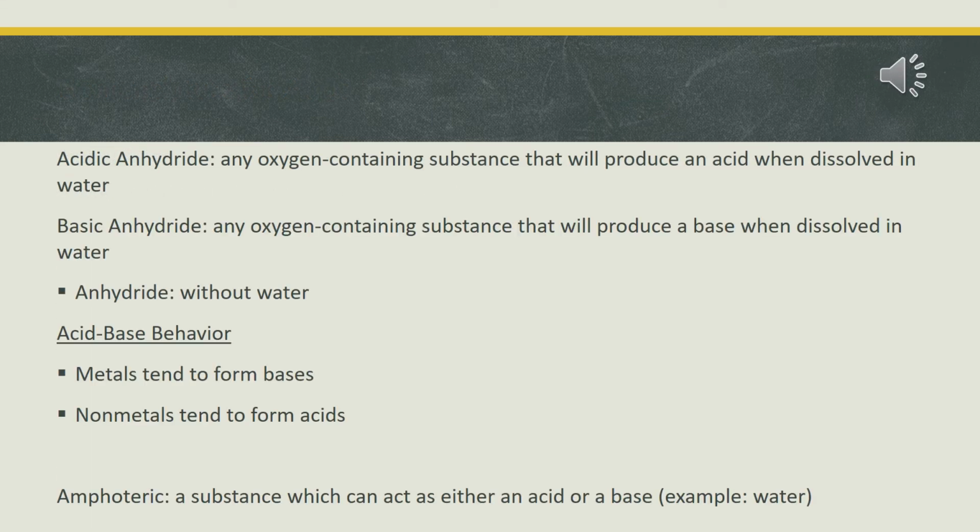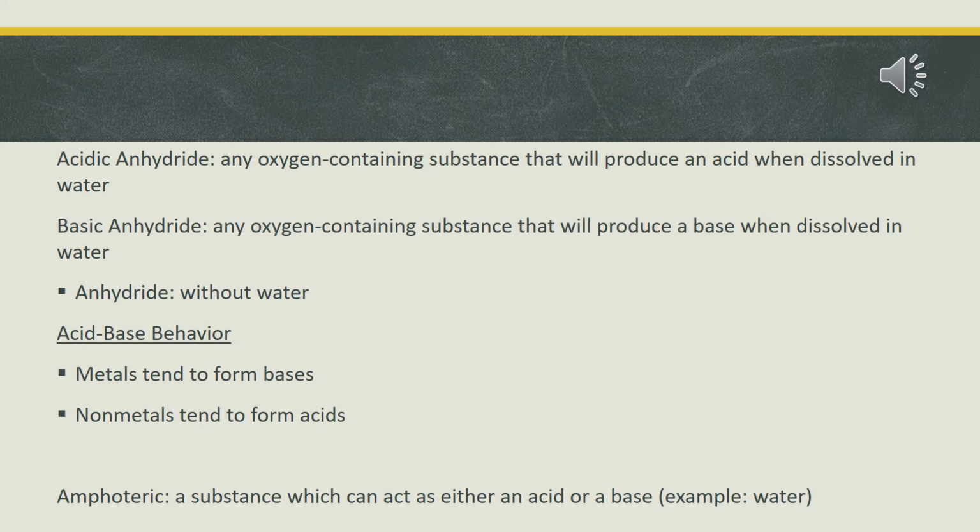We have a couple of unique compounds with acidic anhydride and basic anhydrides. An acidic anhydride is any oxygen-containing substance that will produce an acid when dissolved in water. And a basic anhydride is any oxygen-containing substance that will produce a base when dissolved in water. And anhydride, remember, just means there's no water. So if it's acidic anhydride or basic anhydride, these are substances with no water at all. It's been removed.